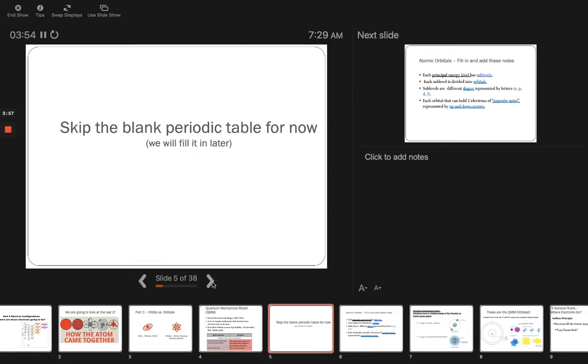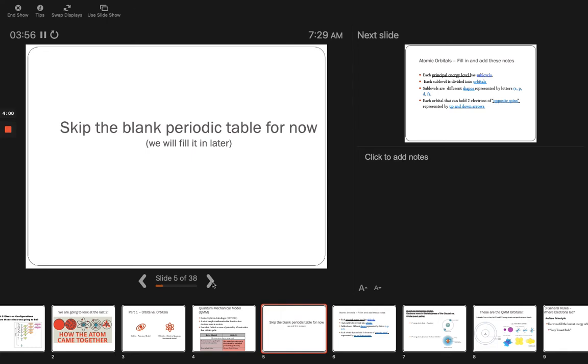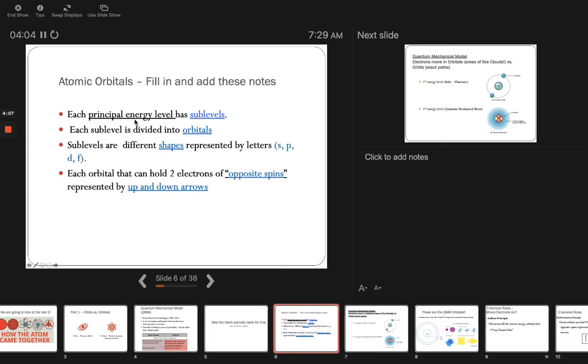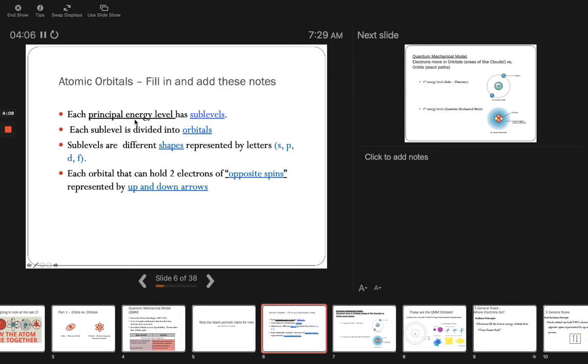Now, if you're following along on my notes, there's a blank periodic table. I want you to skip that for now, and we're going to fill in the regions that talk to us a little bit about what is an orbital, okay? So those circles we saw in the Bohr model were sort of the energy levels, the principal energy levels. And in the quantum mechanical theory, these principal energy levels were actually divided into sublevels. So each principal energy level, each what you would think of as the first orbit or the second orbit in the planetary model, was actually a little more complicated and divided into sublevels.